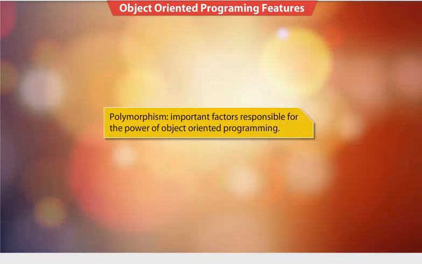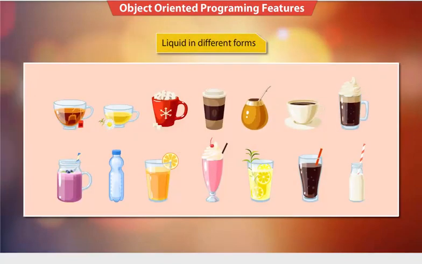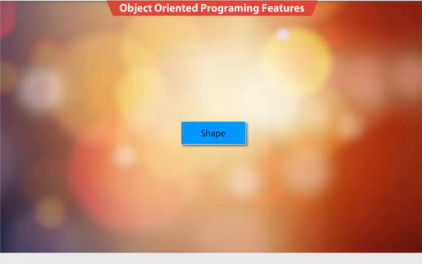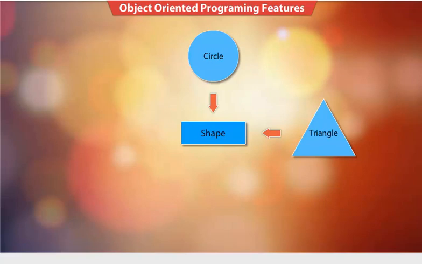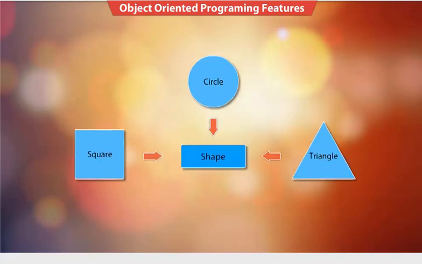The next feature is polymorphism. Polymorphism is the important feature responsible for the power of object-oriented programming. Polymorphism is the ability for a message or data to be processed in more than one form. For example, if you consider shape as an object, some may view it as a circle, some others may perceive it as a triangle or a square.